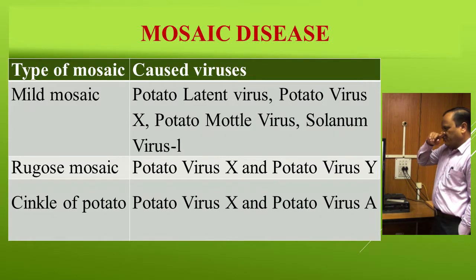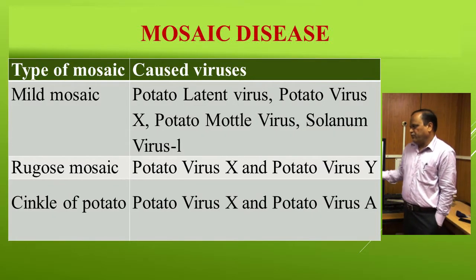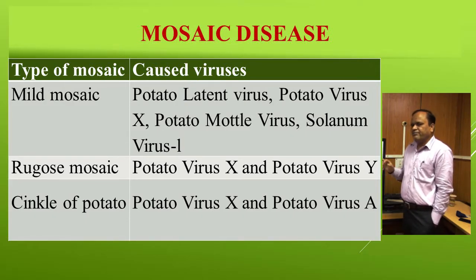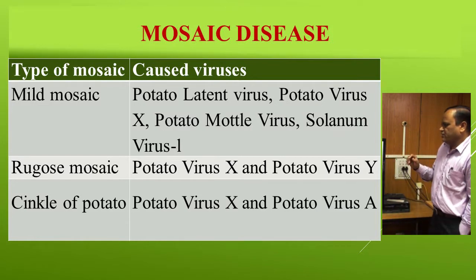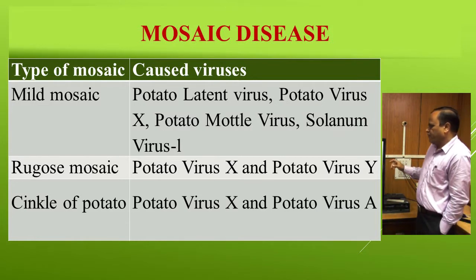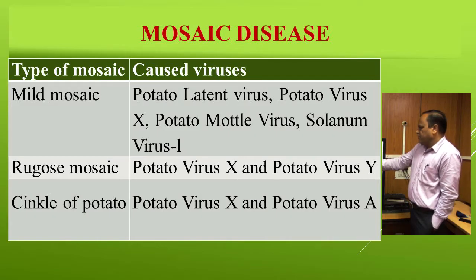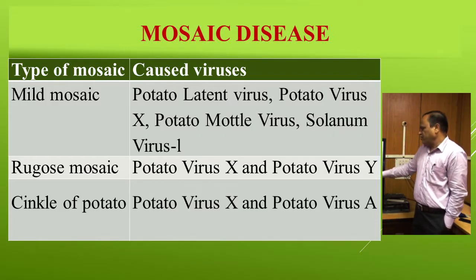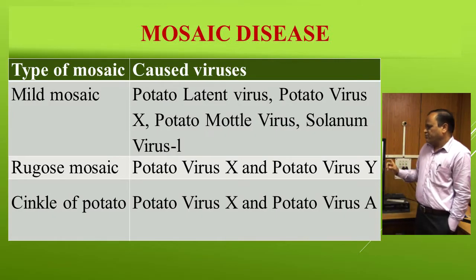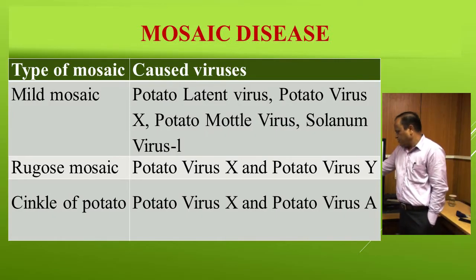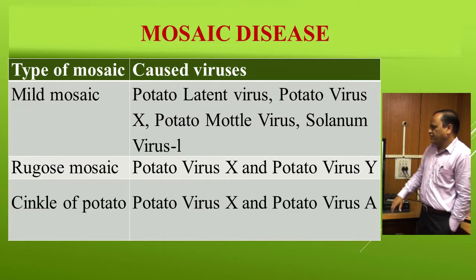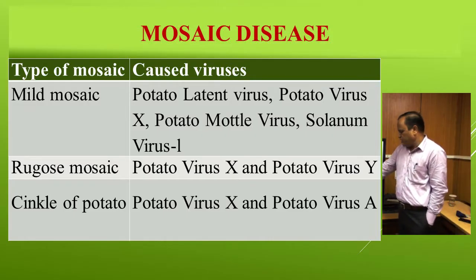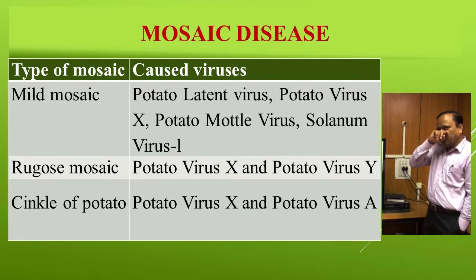Now the mosaic disease of potato. There are 3 types of mosaic disease found in potato, and the affected part is the leaf. The first one is mild mosaic, the second one is rugose mosaic, and the third one is kinkle of potato. Mild mosaic is caused by potato latent virus, potato virus X, potato mottle virus, Solanum virus 1, and rugose mosaic is caused by potato virus X and potato virus Y. Kinkle of potato is caused by potato virus X and potato virus A.